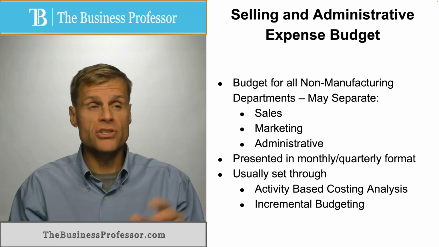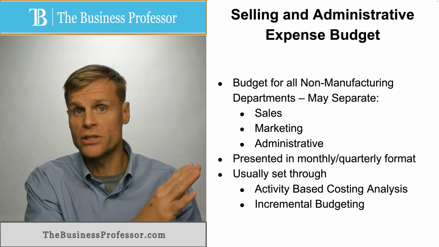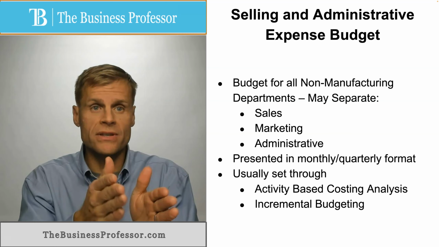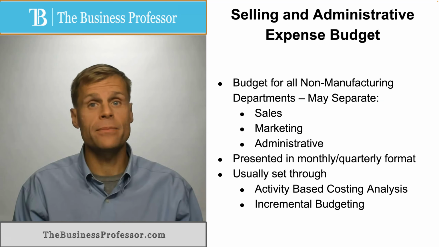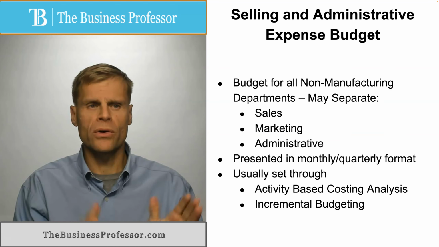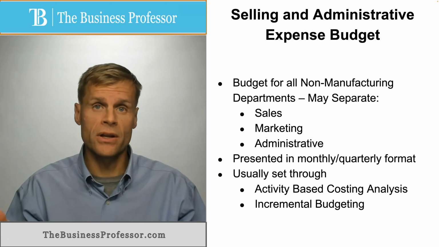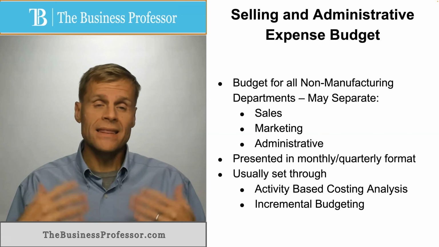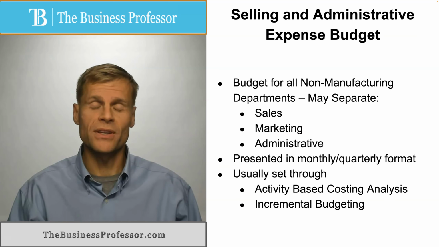It's incremental budgeting. You simply look at past numbers, past needs for the budget for that department, and you set your existing and future budgets based upon past data, past history. History is not always a good indicator of the future, but it is another approach. But in summary, this is what a selling and administrative expense budget is within an organization.